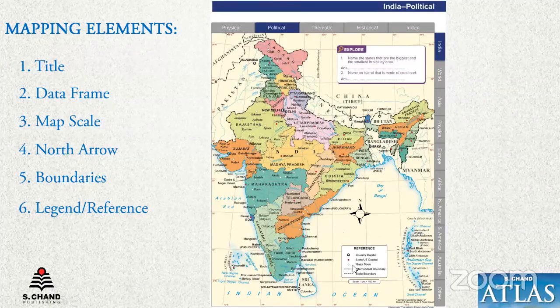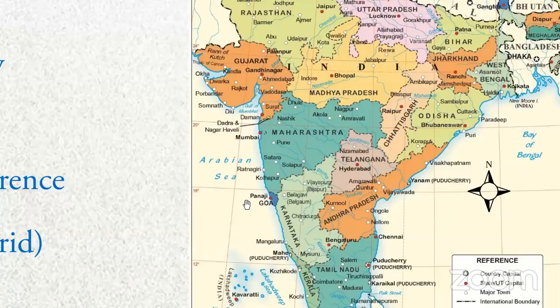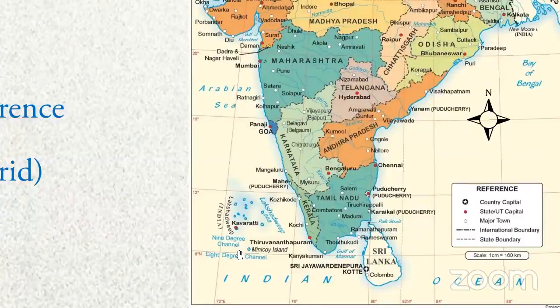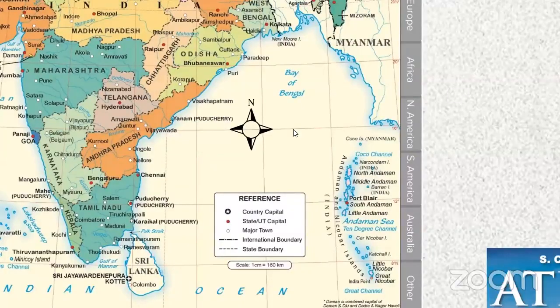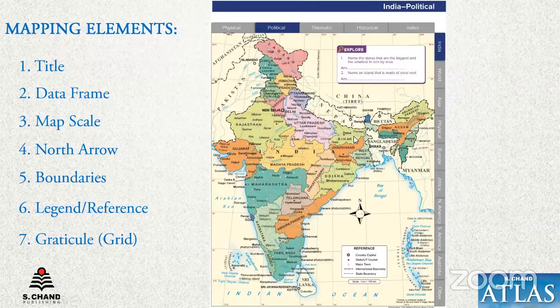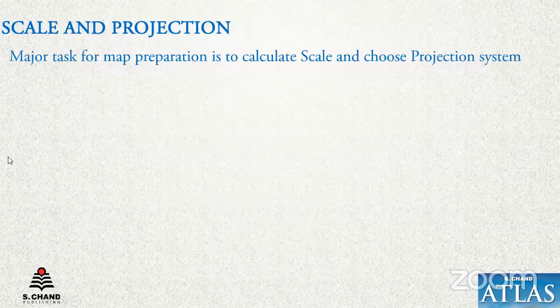The legend or reference is here, showing the symbology we have used in the particular map. Why do we need it? How can people understand which symbol explains what? So we need to show it with the reference legend, a showcase of the symbol reference. And last but not the least is the graticule. The graticule is this line you see here, where some degrees are given. It is called a graticule, or also called a grid. I hope it is clear for everyone.